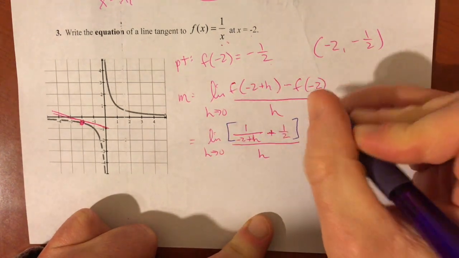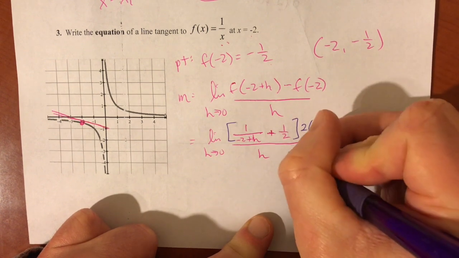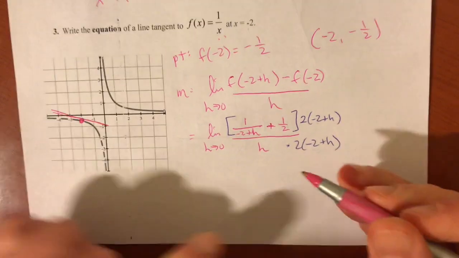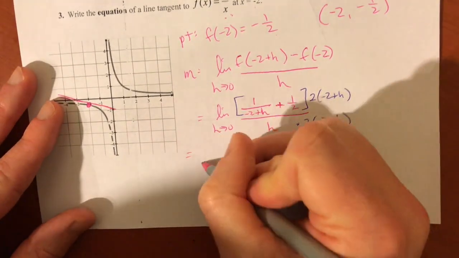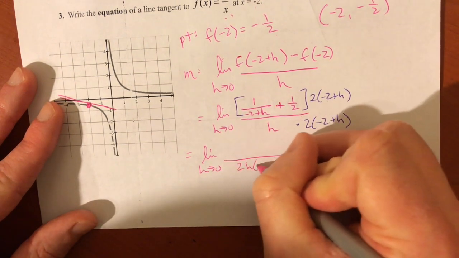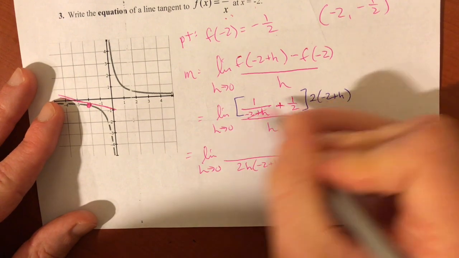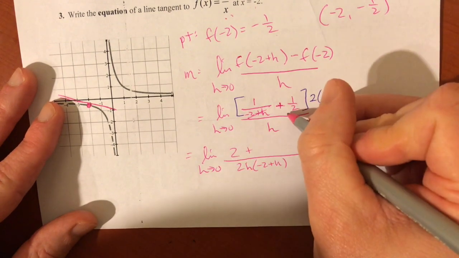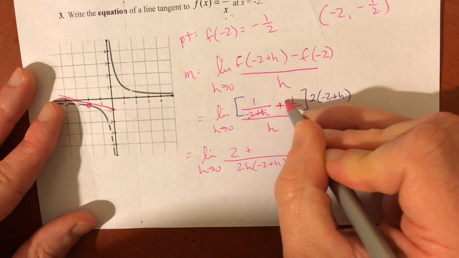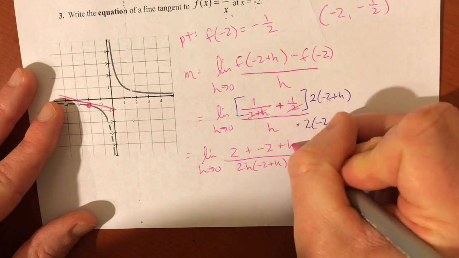I'm going to multiply the top and bottom by the LCD, which would be 2 times -2 plus h, or if you prefer to make common denominators and add them together, be my guest. As long as the algebra is good, I'm fine with it. In the denominator, we get 2h times -2 plus h. Don't forget that. And the top, -2 plus h cancels, leaving us with 2 plus the 2 cancels here. So we'll get plus 1 times -2 plus h. So positive 1 times this will give you just -2 plus h.